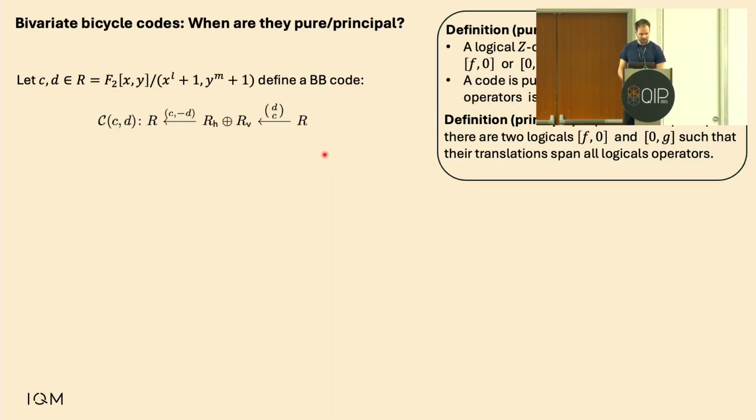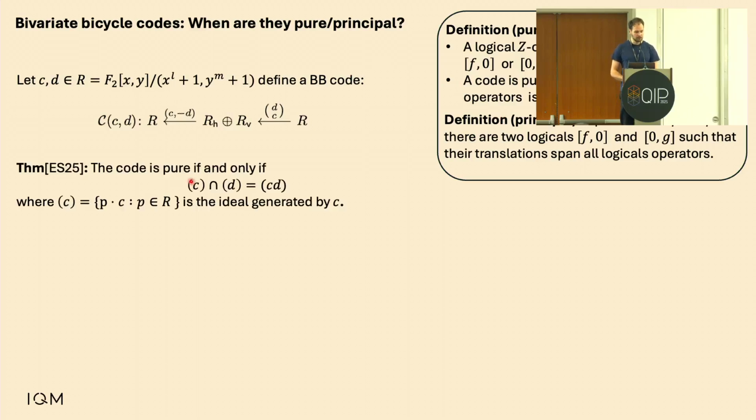And I think this is the slide with the main insights from this talk. So this is again the setup. We have our 2 polynomials defining a bivariate bicycle code. We have our 2 definitions, pureness and principality, which we had in the hypergraph product case of cyclic codes. And actually, there's a very algebraic way of checking when a code is pure. Namely, a code is pure if and only if the ideal generated by C intersected with the ideal generated by D is equal to the ideal generated by C times D.